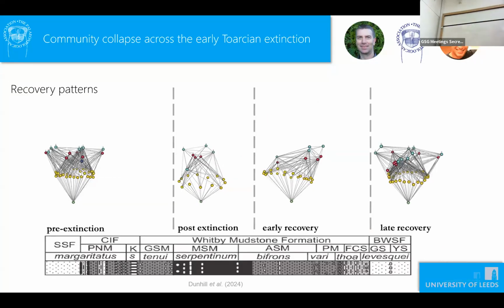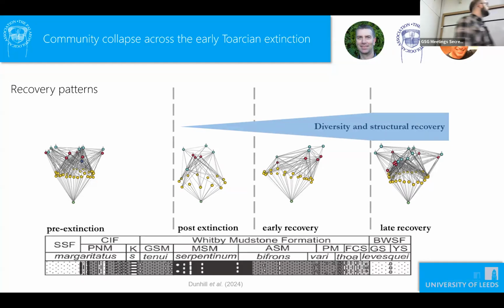So what happens in the recovery? We've got our 4 broad time intervals: our pre-extinction meta-web, our post-extinction, our early recovery, and our late recovery. Recovery is delayed, but we see a gradual recovery of diversity and structural recovery, and most of our metrics reach pre-extinction levels by this late recovery interval, and that is no surprise. That's when we return to full oxic conditions.